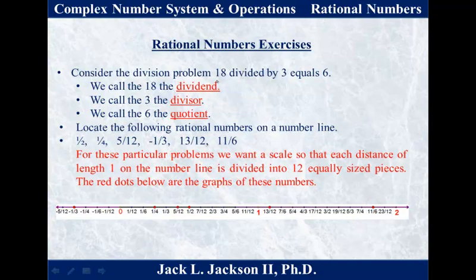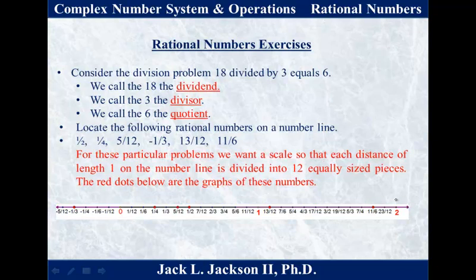Well, the total number is called the dividend, so 18 is the dividend. The number we're dividing by is 3, the divisor, and the answer to the problem, 6, is called the quotient. Now, if you notice, the least common multiple of all of these denominators is 12. So if I take a number line and from 0 to 1 divide it into 12 equal pieces, and do that same scale all the way across this number line, then I'm going to be able to get the fractions here. Starting at 0, it's 1/12, 2/12, which is 1/6, 3/12, which is 1/4, 4/12, which reduces to 1/3, 5/12, 6/12 reduces to a half, 7/12, 8/12 reduces to 2/3, 9/12 reduces to 3/4, 10/12 reduces to 5/6, 11/12 is reduced, and then 12/12 reduces to 1, and so forth.